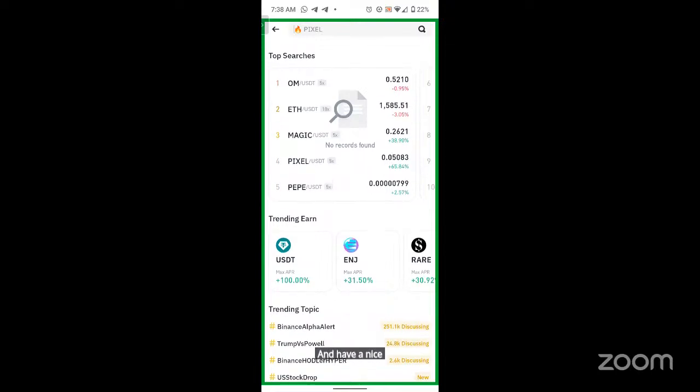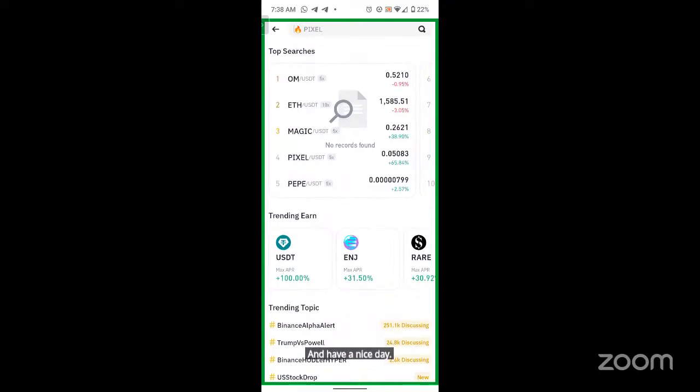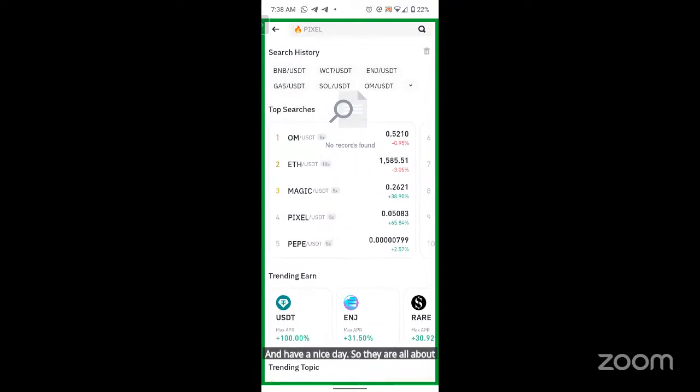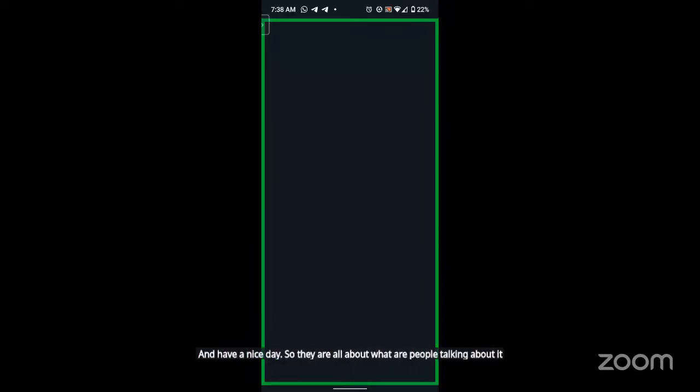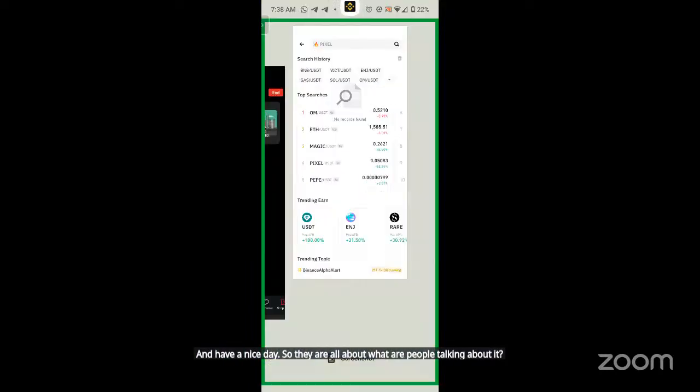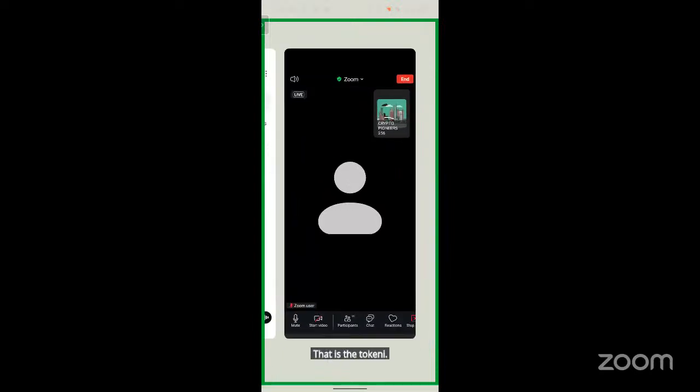If you return to token economics, what are people talking about? Community area, that is it, token economics.